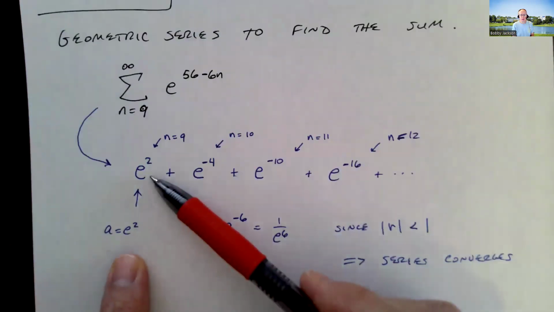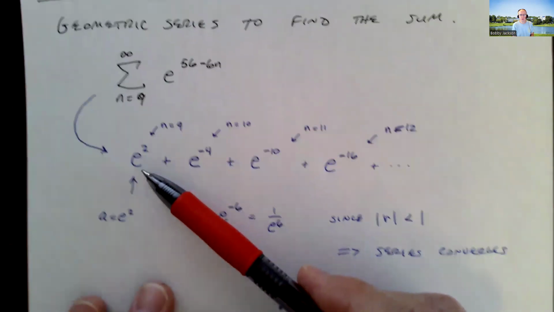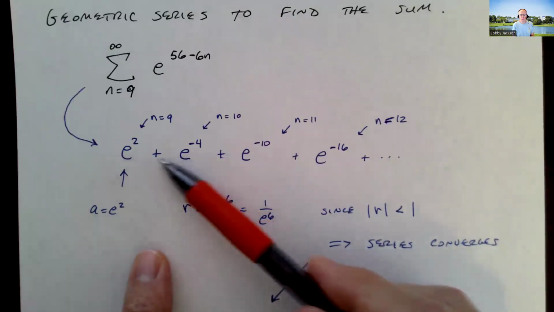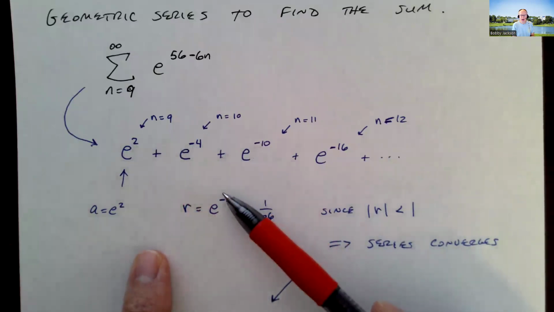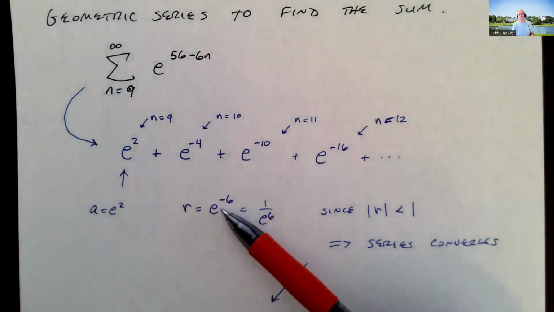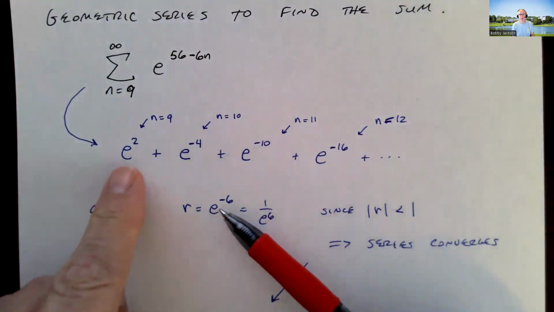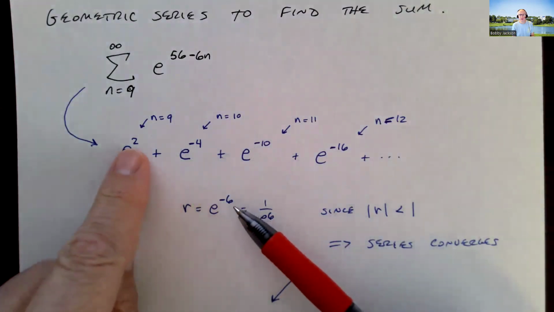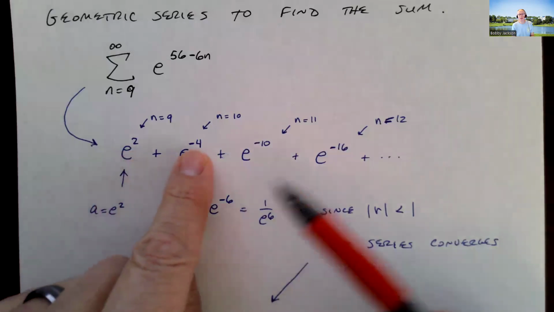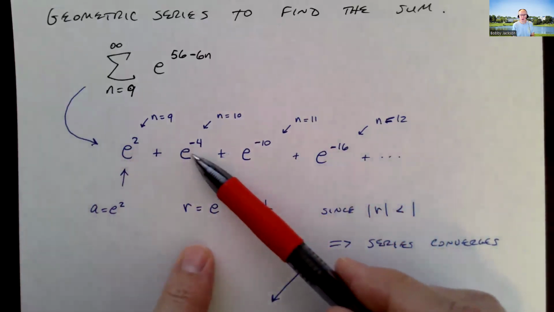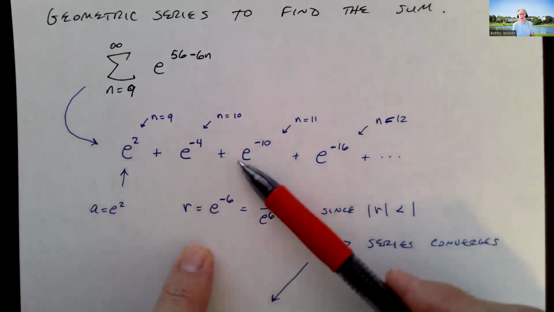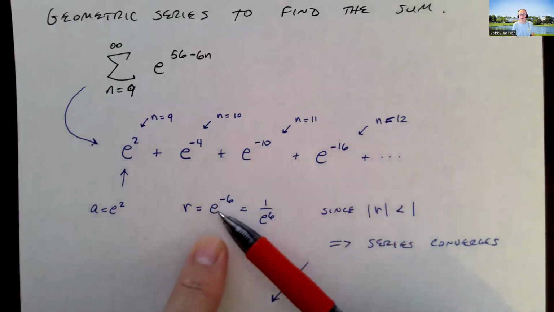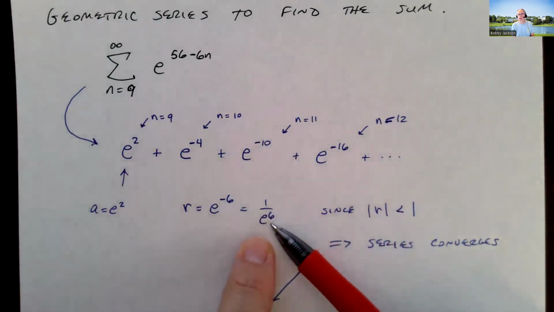The first term in the series obviously is e squared. So it's geometric. What am I multiplying by? If the exponent is going down by 6 each time, I've got to be multiplying by e to the negative 6. Because remember, when we multiply like bases, what do we do? We add the exponents. So e squared times e to the negative 6 will be e to the 2 plus negative 6, or e to the negative 4. If I multiply e to the negative 4 by e to the negative 6, adding negative 4 to negative 6 gives me negative 10, and so on. So this is what I'm multiplying by, which is just 1 over e to the 6th power.